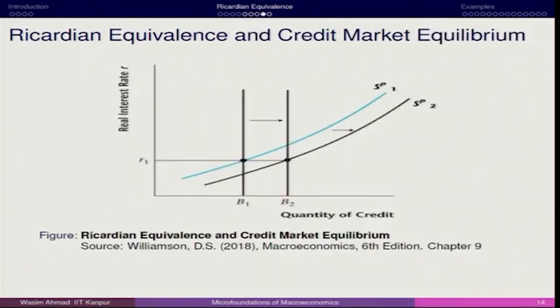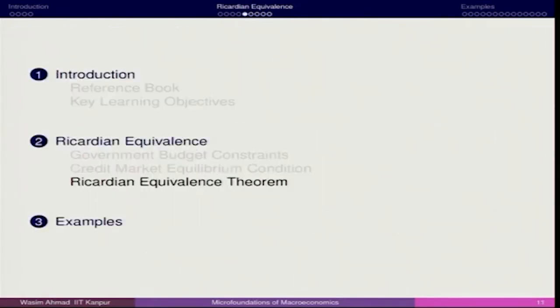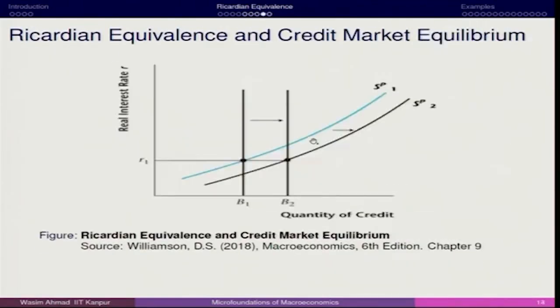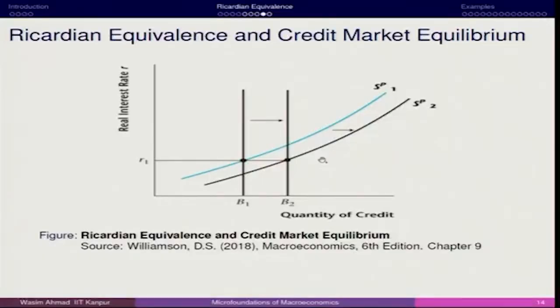Now, since we have derived the credit market equilibrium in two ways, with the help of bonds, we can superimpose the Ricardian equivalence condition on the credit market equilibrium. It says that if the government is going to borrow money by issuing bonds and sells them to the commoners, it becomes part of the private saving, and then you can see that the government borrowing also increases.